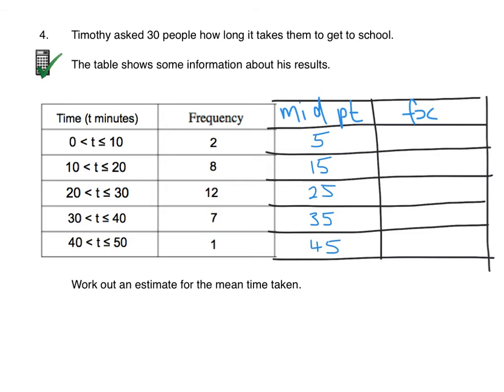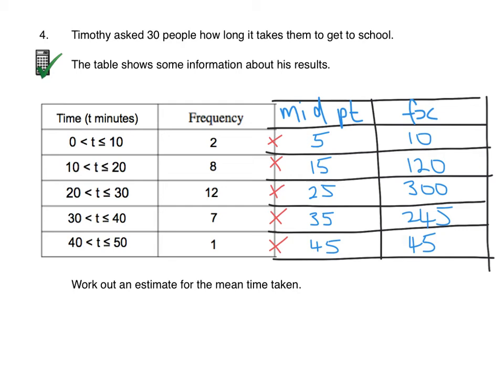To find the fx, you multiply the frequency by the midpoint. So I'm writing in my multiplication sign. 2 times 5 is 10. 8 times 15 is 120. 12 times 25 is 300. 7 times 35 is 245. And 1 times 45 is 45.